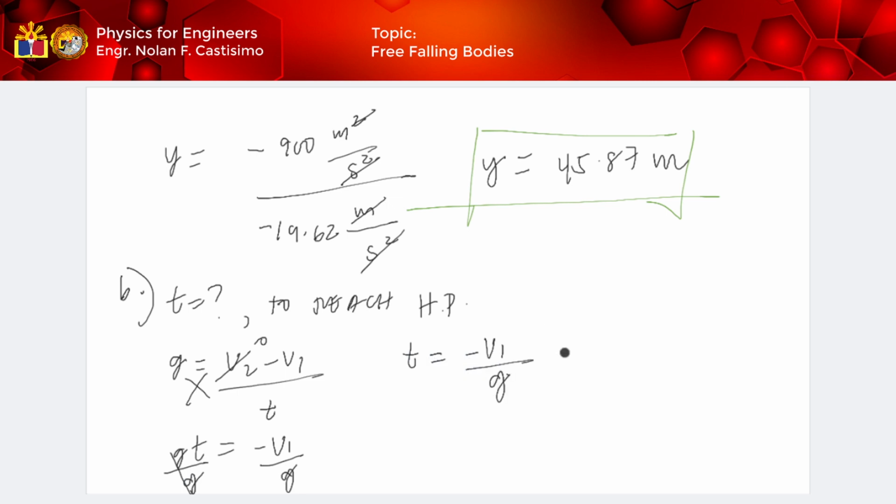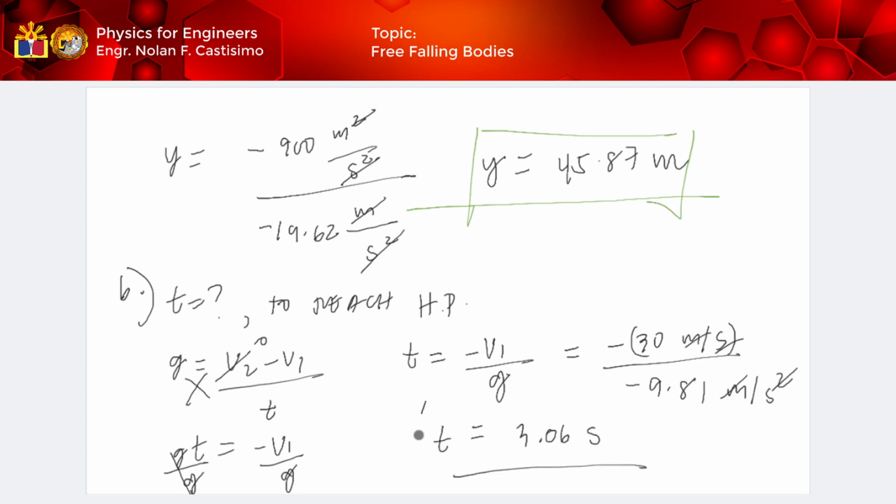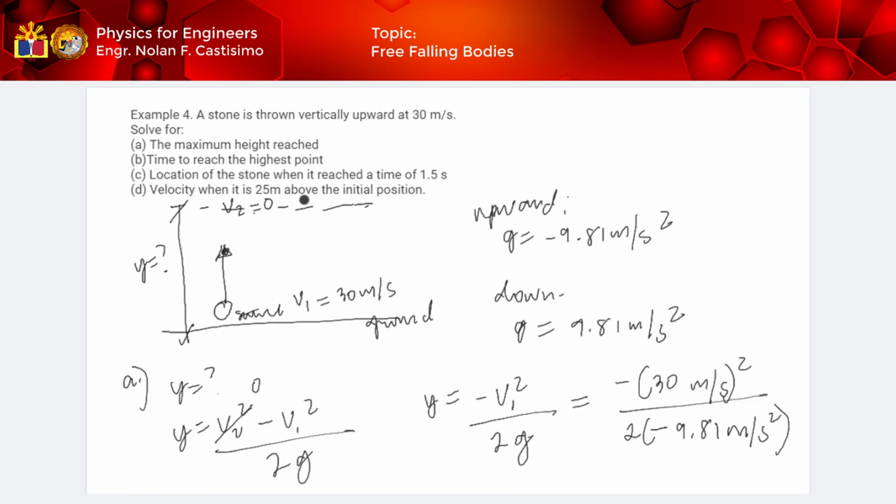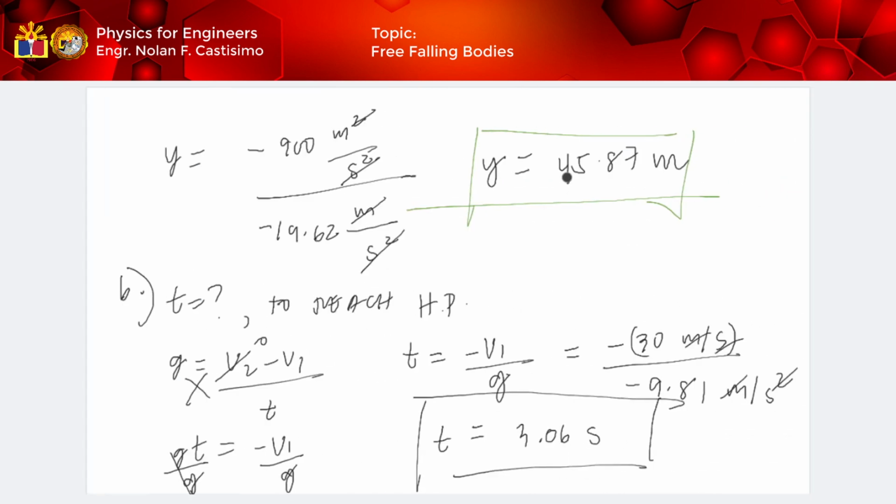And substituting the values, we have negative 30 meters per second divided by negative 9.81 meters per second square. So our T is equivalent to, so cancel. We now have 3.06 seconds. Ayan. So, in 3.06 seconds, maaabot na niya yung highest point na equivalent to 45.87 meters.